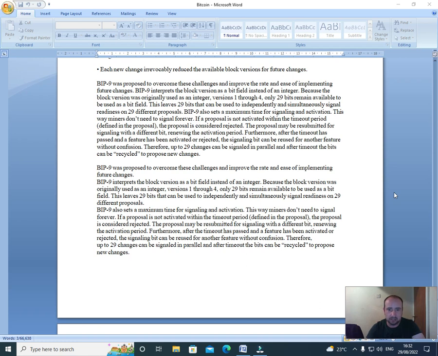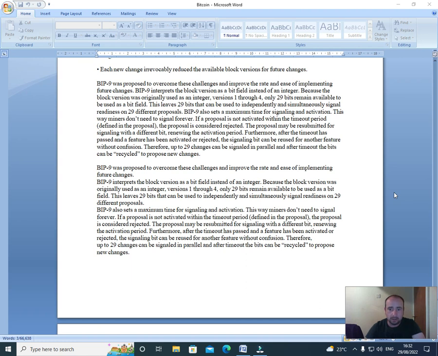BIP9 also sets a maximum time for signaling and activation. This way, miners don't need to signal forever. If a proposal is not activated within the timeout period defined in the proposal, it is considered rejected. The proposal may be resubmitted for signaling with a different bit, renewing the activation period.